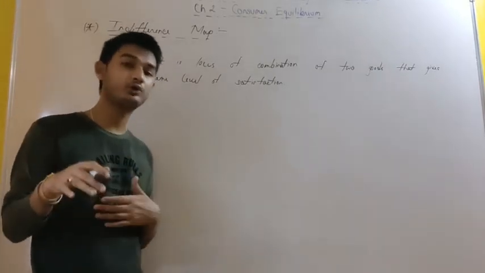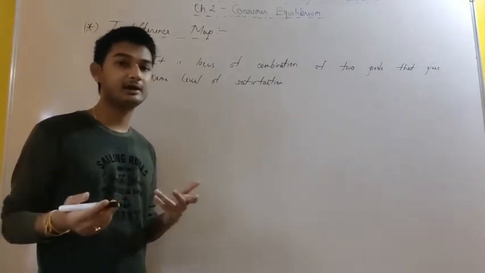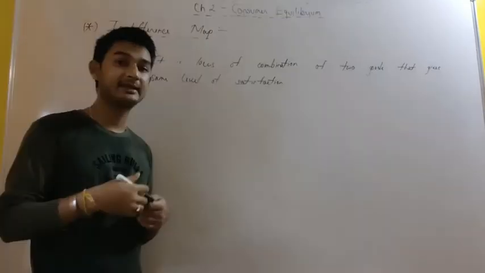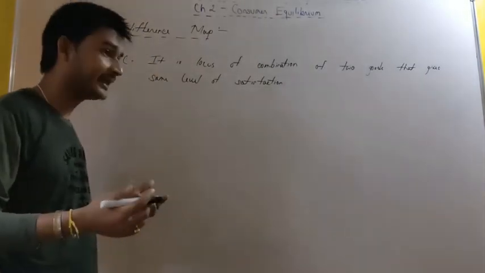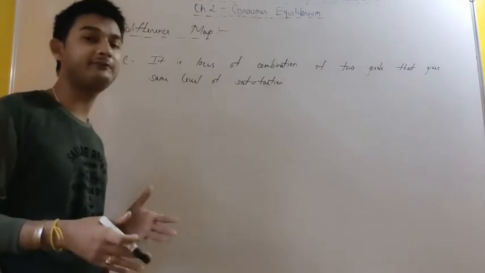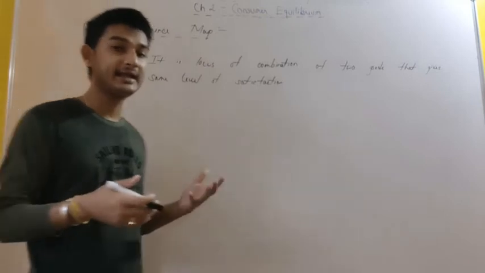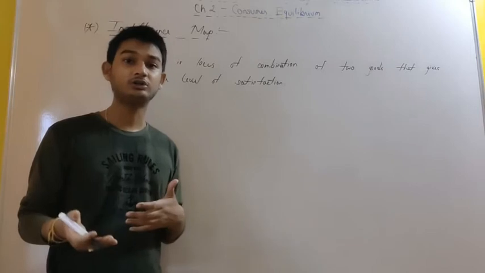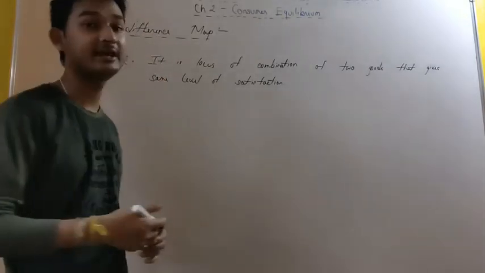If we draw a similar set of indifference curves, we will find that some curves are lying above one another and some are lying below one another. So we can outline a number of indifference curves in a single diagram. When a number of indifference curves, a family of indifference curves, are drawn on a single diagram, we get the indifference map. Let me write the definition.